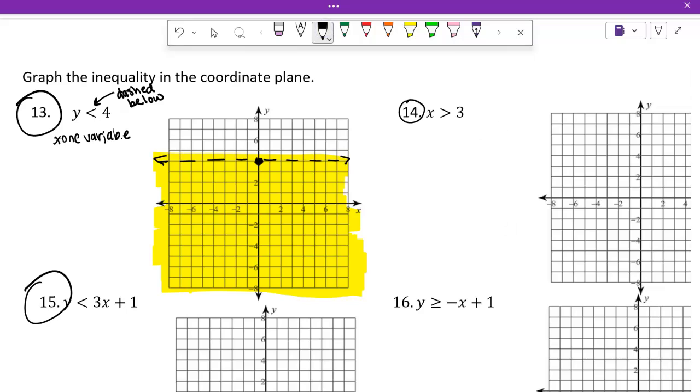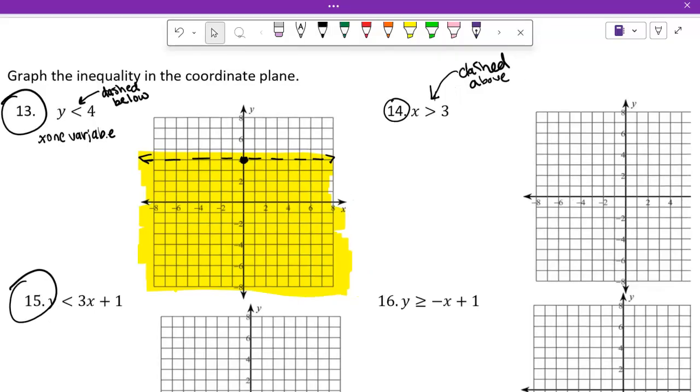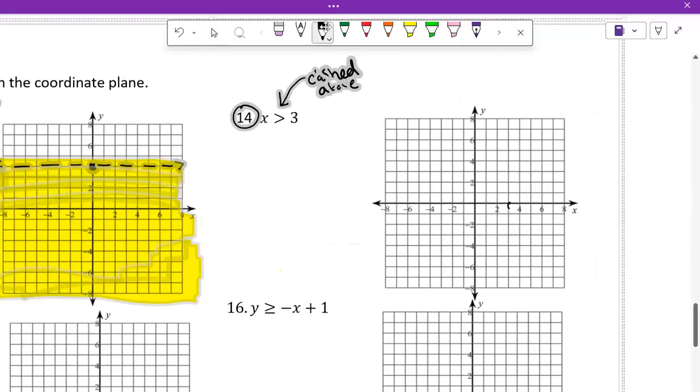For number 14, I have x is greater than 3. So this I know is dashed, and technically I'm shading above. Now x is greater than 3 is one variable again, so 3. This is my horizontal line.